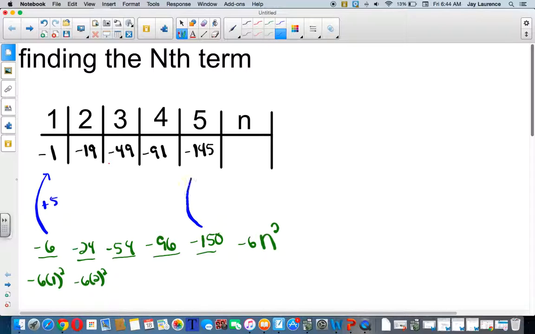I like this one here. I'm going to add 5, right? Negative 150 plus 5 is negative 145. And this one looks pretty easy too. Add 5. Negative 96 plus 5 equals negative 91.